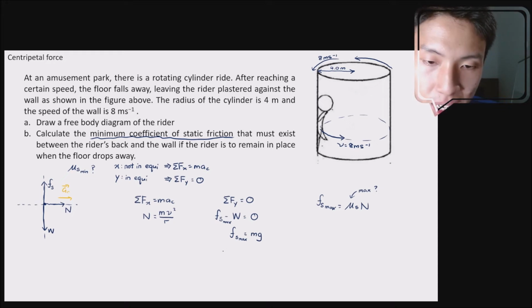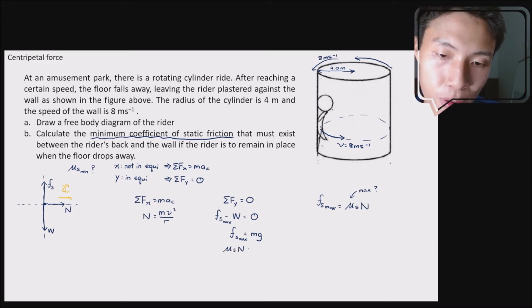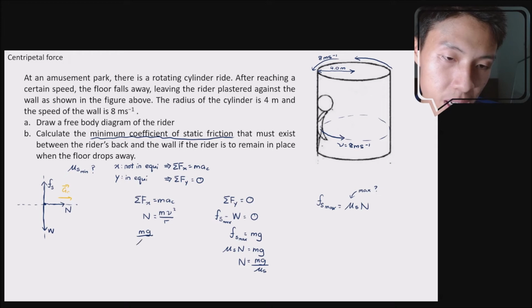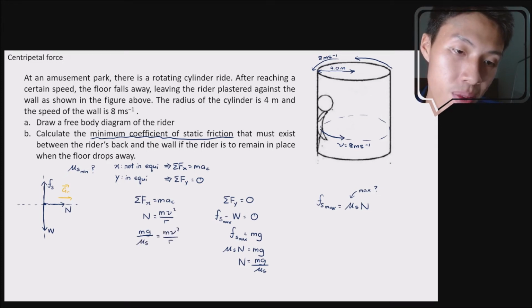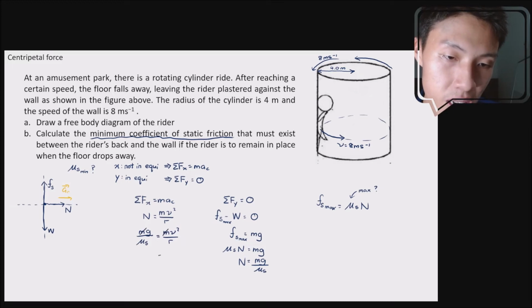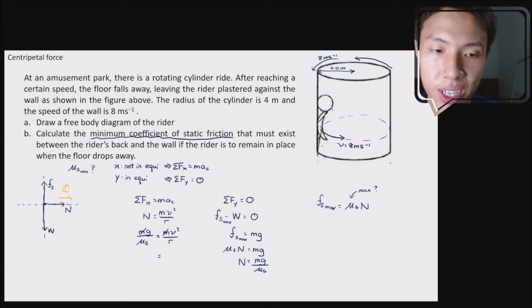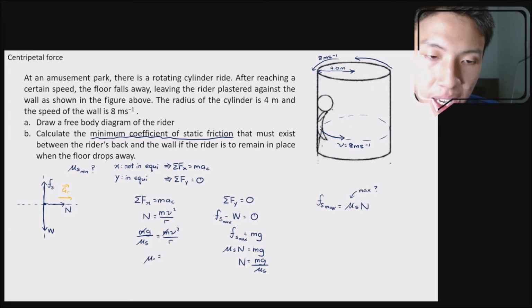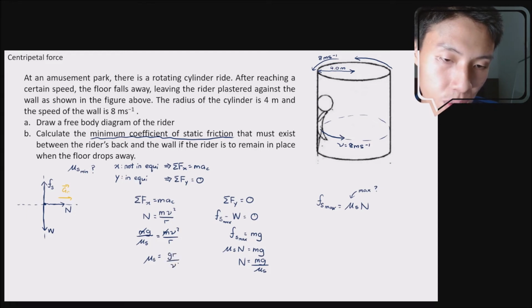Let's open this up to become mu s multiplied by the normal force equals to mg. So now the normal can be replaced by mg divided by the coefficient of static friction. You replace the normal with mg divided by the coefficient of static friction, and that will be equals to mv squared over r. You can cancel the mass over here, and what they are asking for is the minimum coefficient of static friction. So the coefficient of static friction should be on this side, the rest should go to the other side, so that will be gr over v squared.